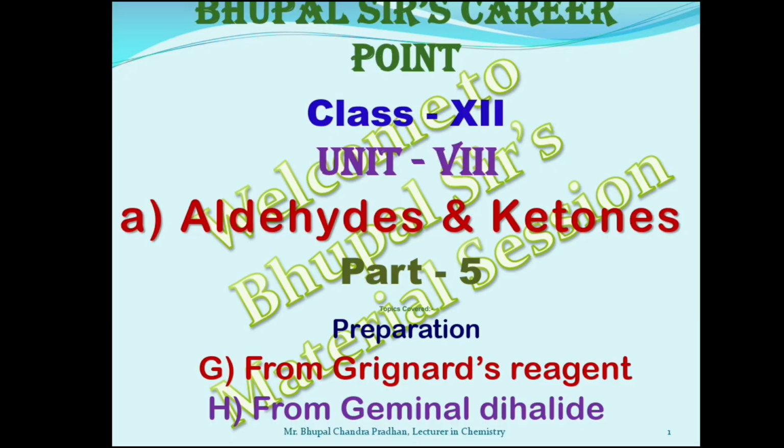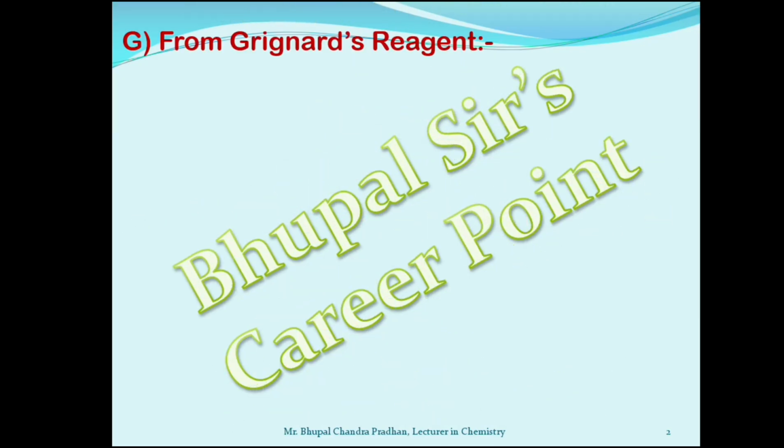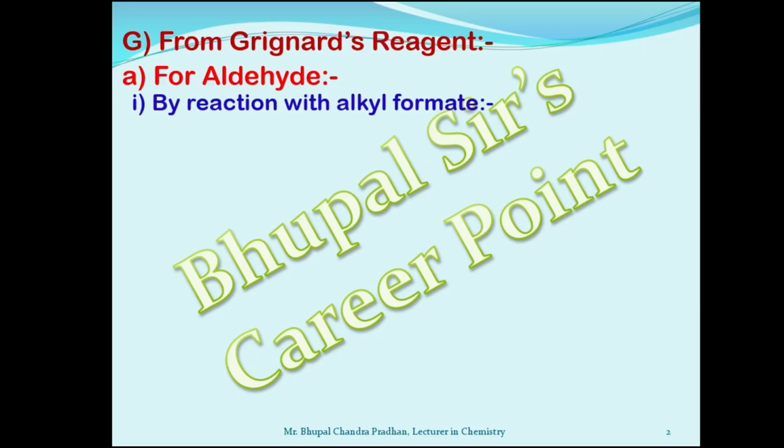Preparation of aldehyde and ketone from Grignard reagent and Geminal dihalide. Now let us come for the first preparation of aldehyde and ketone from Grignard reagent. How aldehyde is prepared from Grignard reagent? By different methods, aldehyde is prepared from Grignard reagent by reaction with alkyl formate.